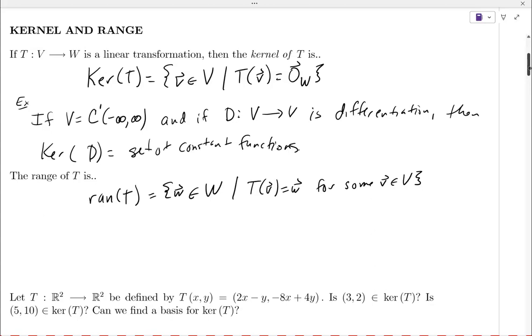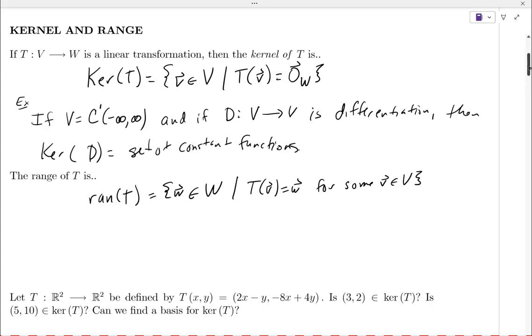It's the set of everything in W that gets hit by something. I can plug something into the function and get W out. So to give an example of that, the differentiation operator again, if I have the function 2x, tell me something that maps to 2x through differentiation. X squared, right? So 2x would be in the range, is what we're saying there.